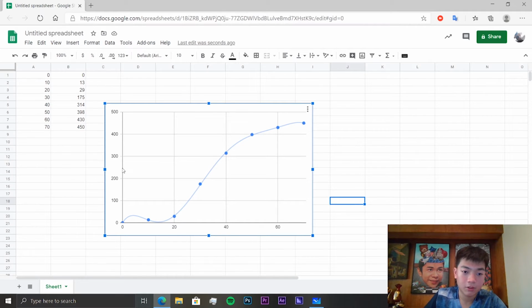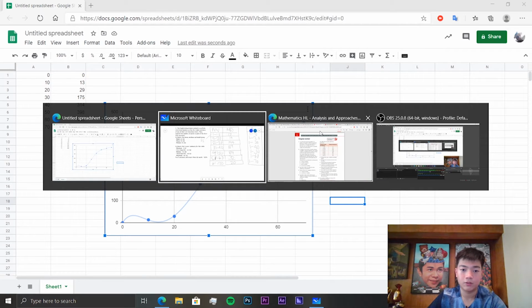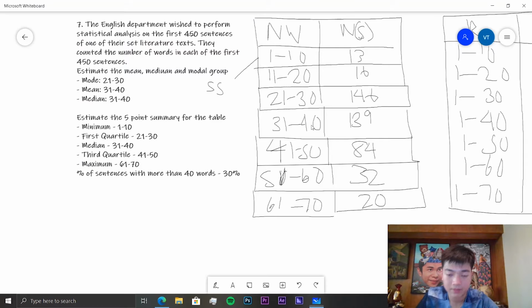The second quartile, which would be at 225, would be at around, say, 35. The third quartile, which would be at 362.5, would be around there. So that's around the 45. And finally, the maximum is, of course, 450. So that would be at around 70.